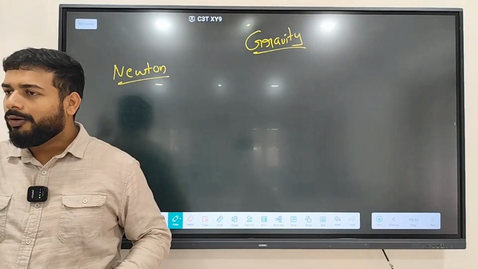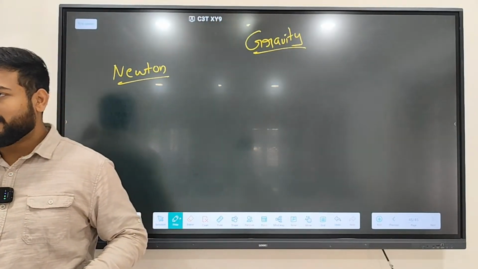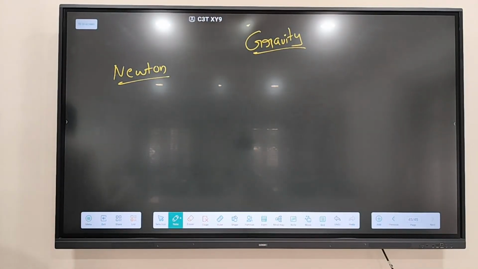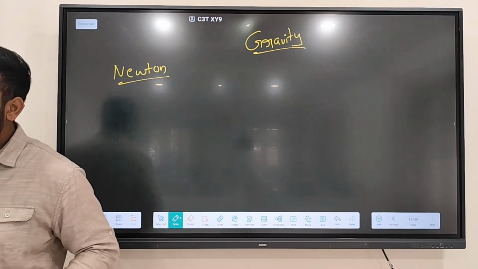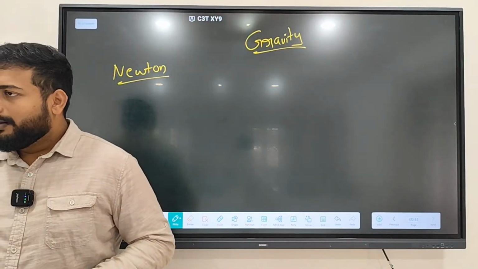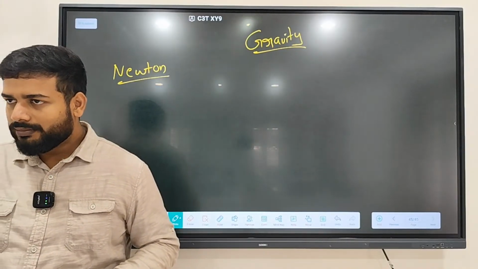That's why, how many planets are revolving around the sun? 8. Earlier it was 9. Pluto in 2006 was considered a dwarf planet. Right now 8 planets. 4 inner planets, Earth-like planets. 4 outer planets, or gaseous planets, or Jovian planets we say. Okay. The first planet from the sun.